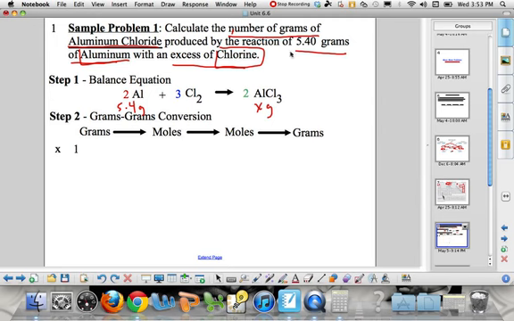So let's take what we were given, 5.40 grams of aluminum. Let's put that over 1. So there we go. That's what I was given. That's what I want to start with. I'm going to multiply by a conversion factor. Whatever I had on top in this step, grams of aluminum, is going to go on the bottom in the next step. So I'm going to take my grams of aluminum and put it down on the bottom.